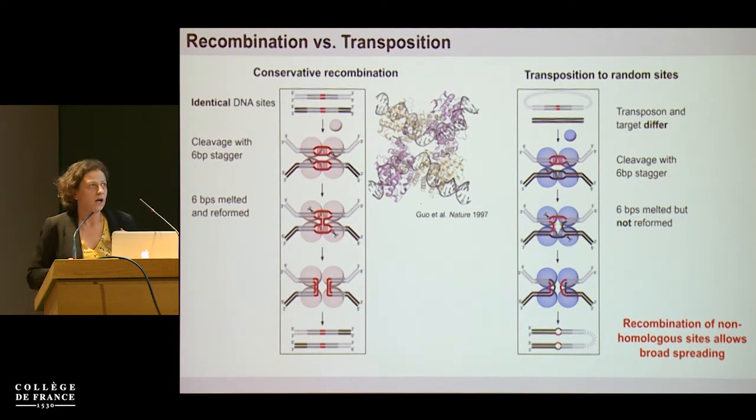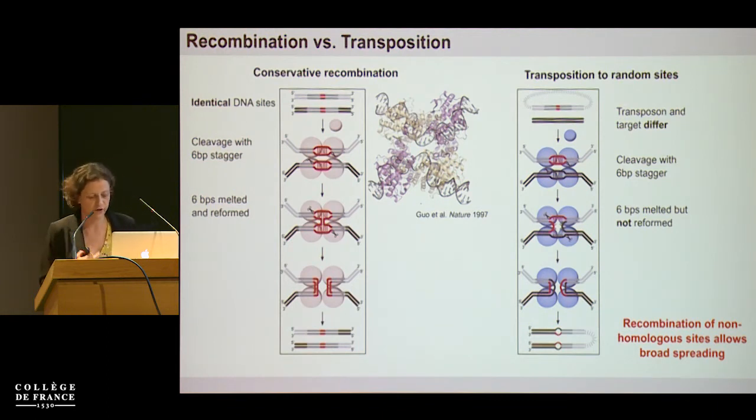When it exchanges the strands, it has no base pairing to recover. So when it cuts and exchanges the strands, it has to melt 6 base pairs on both substrates and cannot regain any base pairing on the other strand. But the fact that it can do this and exchange strands without homology is absolutely critical for the transposon to move to diverse sites and spread broadly.